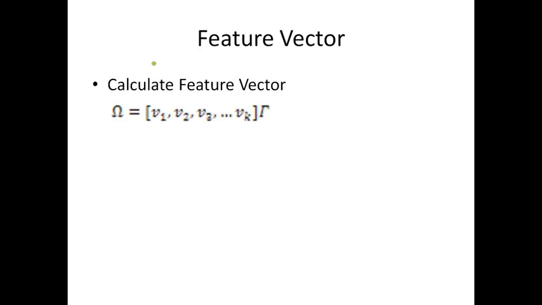So next we'll calculate the feature vector, and the feature vector is calculated just with this formula here, where omega is our feature vector, and all of these here are just our eigenvalues, and then that's our image. So you just multiply all the eigenvalues by the image, and that kind of projects your image into that face space, or makes your feature vector.